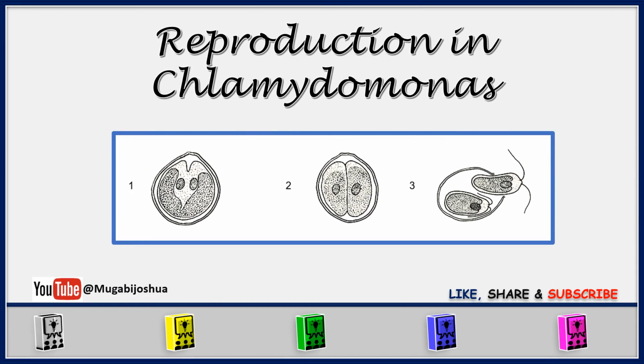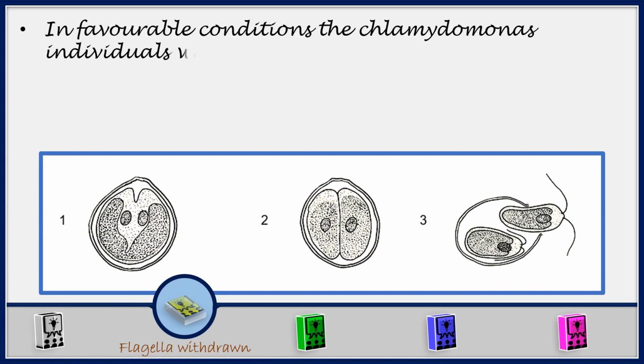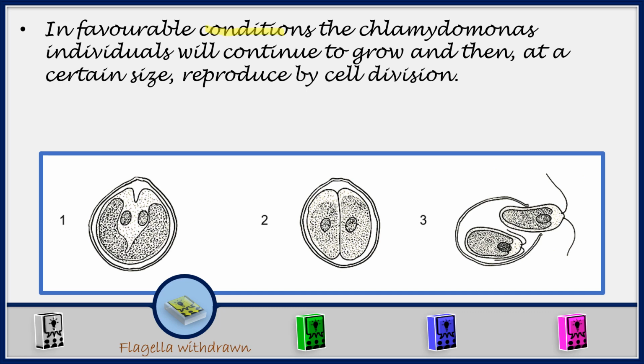I welcome you to reproduction in Chlamydomonas. In favorable conditions, the Chlamydomonas individuals continue to grow, and then at a certain size, they reproduce by cell division. So they keep on growing. And when the conditions become favorable, these individuals, after reaching a particular size, will reproduce by cell division.